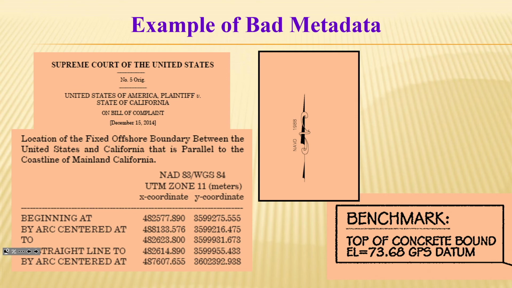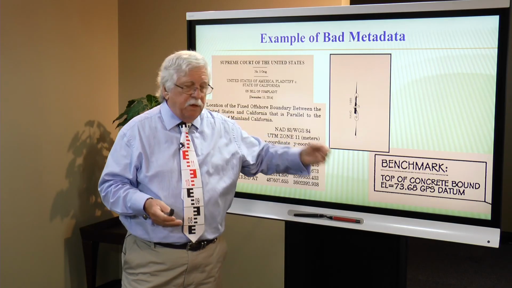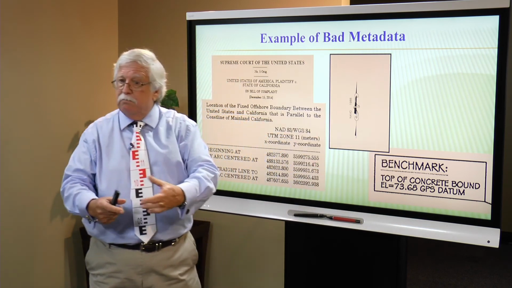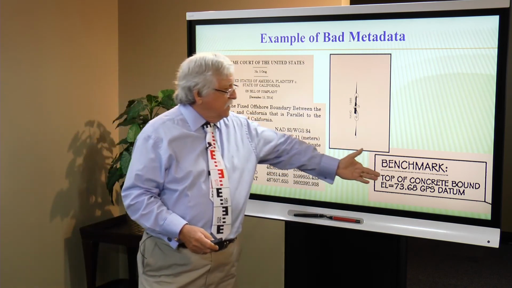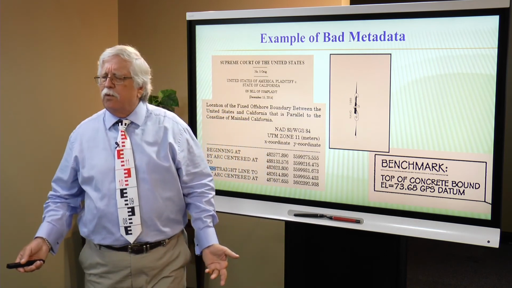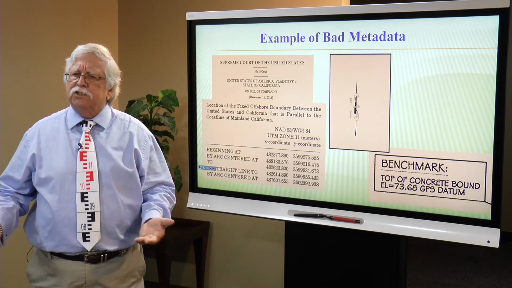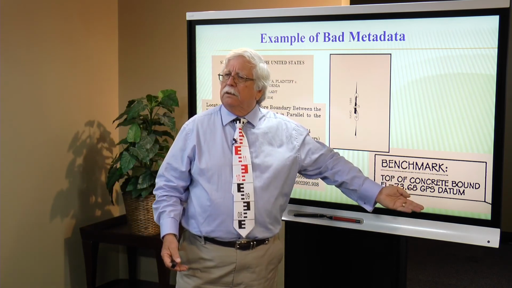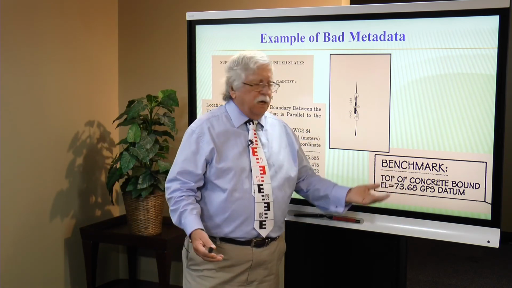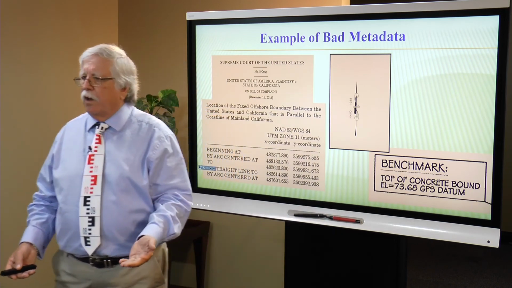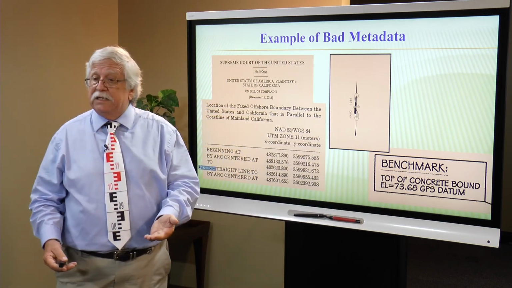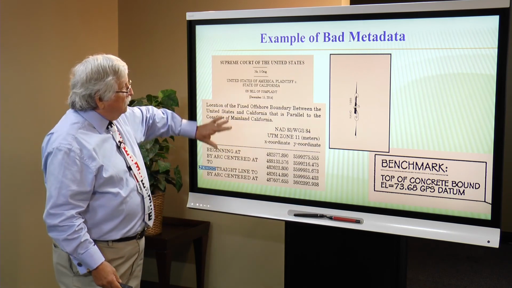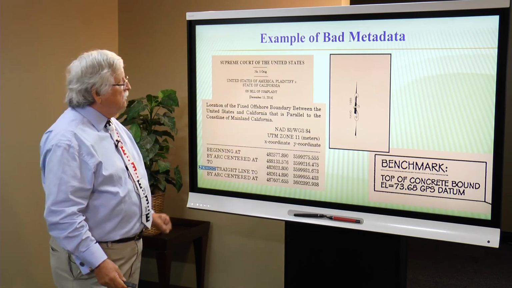It becomes very confusing. This one down here, a comment from a surveyor: benchmark, top of a concrete bound, that means a monument, elevation 73.68. Well, 73.68 what? Meters, feet, purchase, chains, poles, we don't know. GPS datum, well what does that mean? I could guess it's something, but I don't know what it means. The surveyor thought it meant something, but it doesn't have any technical meaning. So that's bad metadata.